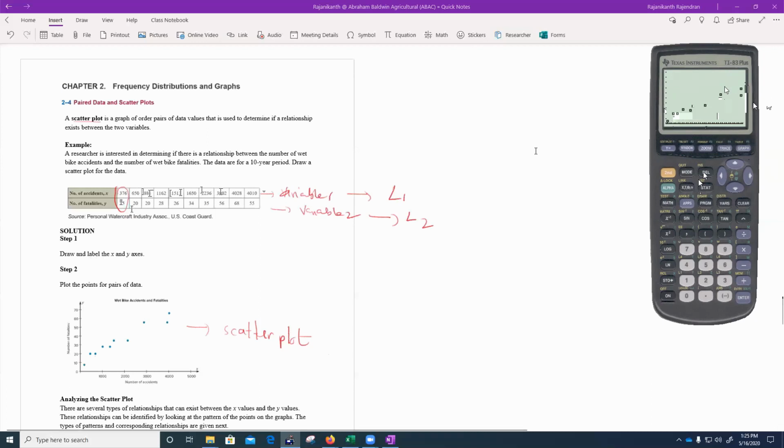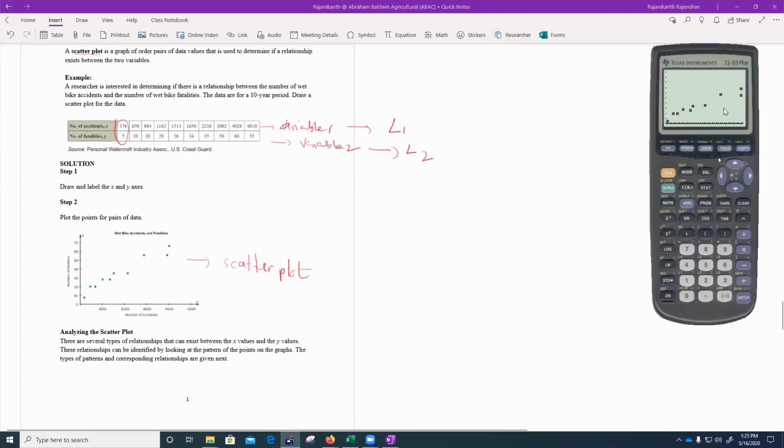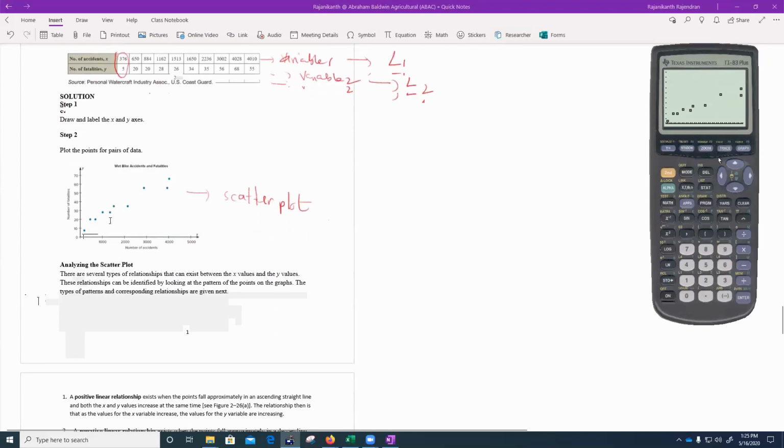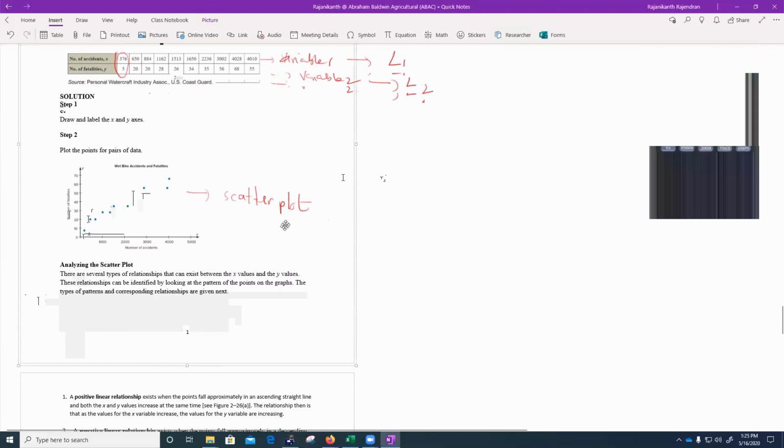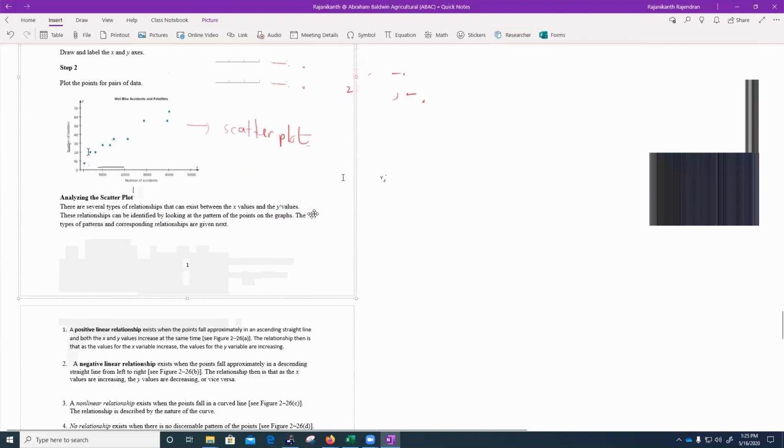So you have to zoom out, right? Then make sure that you are bringing everything under your window display. So it makes sense. This is my scatter plot. If you look at your values with the graph already given here, they are all kind of similar, right? Look at the points here and there. Good. So this is the way to draw a scatter plot.